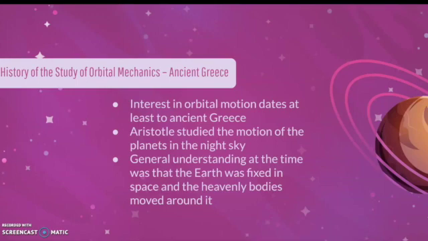So let's go way back in time to some of the original studies of orbital mechanics in ancient Greece. The ancient Greeks were interested in orbital motion, and so they began to study this, specifically Aristotle, who studied the motion of the planets in the night sky. He was able to gain a general understanding at the time that Earth was fixed in space and that the heavenly bodies moved around it. Now today we know that is not true, but that was the original hypothesis.